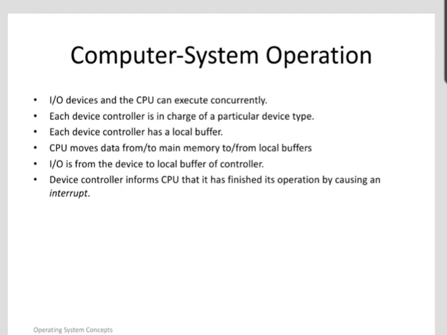The input output devices and the CPU can execute concurrently. Each device controller is in charge of a particular device type. Each device controller has a local buffer. The CPU moves data from or to memory to or from local buffers. The input output is from the device to the local buffer of the controller. The device controller informs the CPU that it has finished its operation by causing an interrupt.